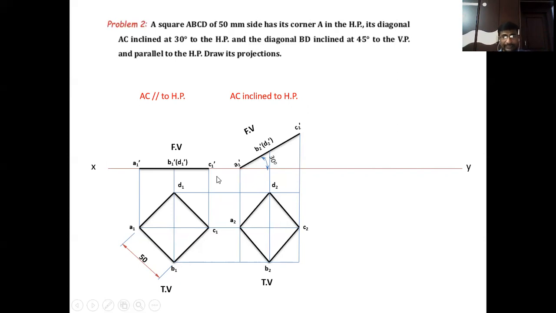After getting the second stage front view and top view, look at the other diagonal, that is the diagonal BD, inclined at 45 degrees to the VP. In the second stage, the diagonal BD is perpendicular to XY. So rotate the B2 D2 line 45 degrees to the XY. First of all, locate any point on the XY line. From that point, draw a 45 degree inclined line below the XY line. On that 45 degree line, you have to locate D2 and B2.